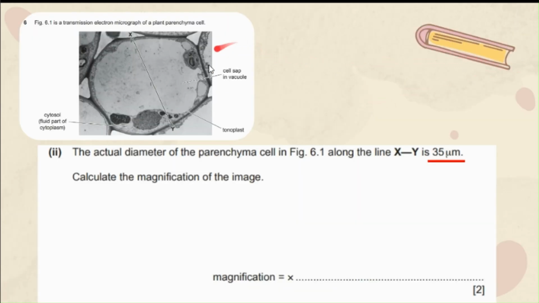Okay, let's put this knowledge into a past year question now. We're given an image of a plant parenchymal cell. Cool. The actual diameter of the parenchymal cell in the figure along XY here is 35 micrometers, correct? Now they want us to find the magnification. Direct question, we can quickly use what again? The formula, or the triangles, same thing.